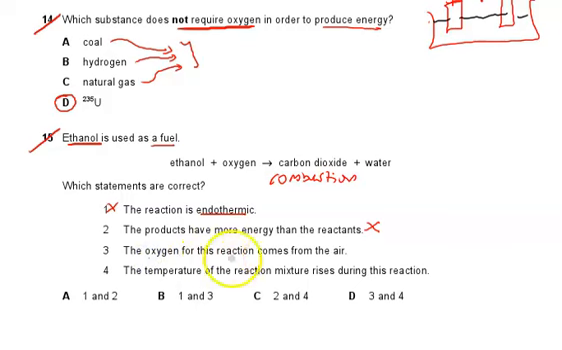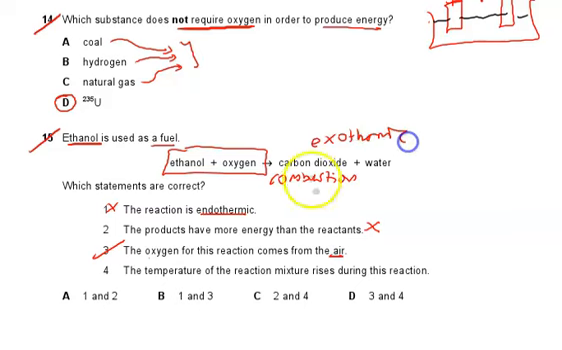The oxygen for this reaction comes from the air. Yes, of course. The combustion happens in the open space, so you have oxygen coming from the air. 3, yes. The temperature of the reactant mixture rises during this reaction. Yes, because it's exothermic. So 15 is 3 and 4, which will give you the answer D. Now let us look at number 16.